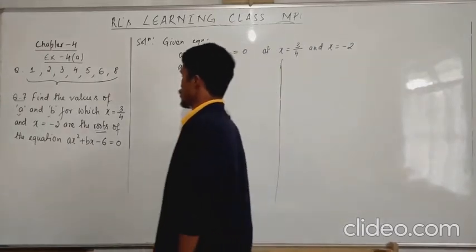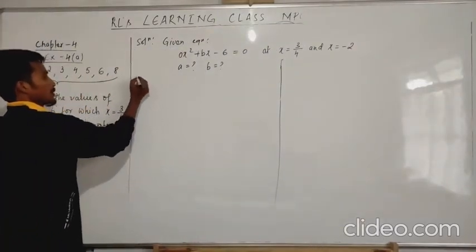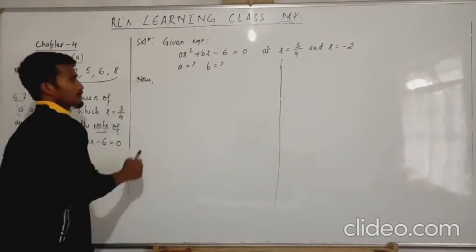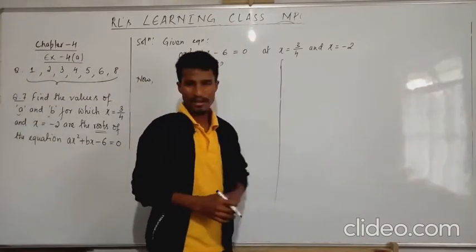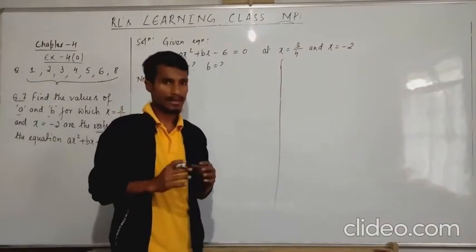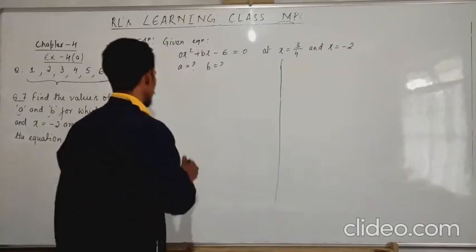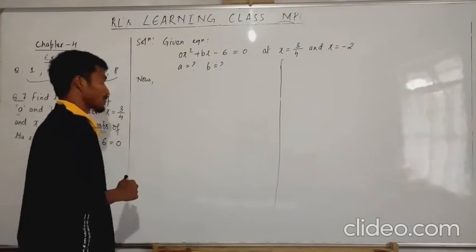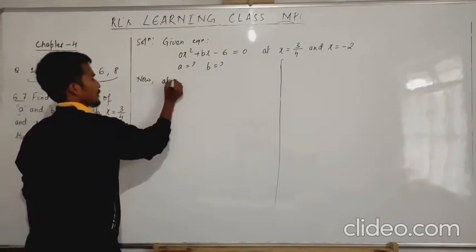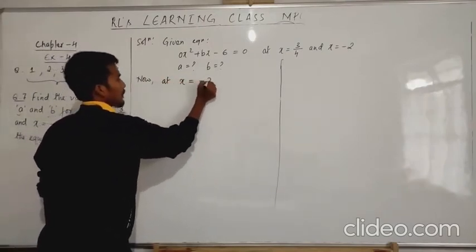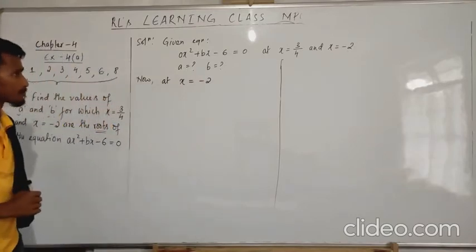Now, I'll start first with this one. x is equal to minus 2 or x is equal to 3 by 4. We can take any one at first. Okay, I'll take first x is equal to minus 2, or I can take x is equal to 3 by 4, also the same. I'll take first this one.